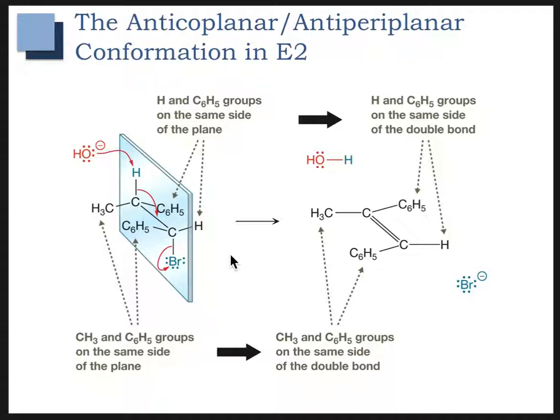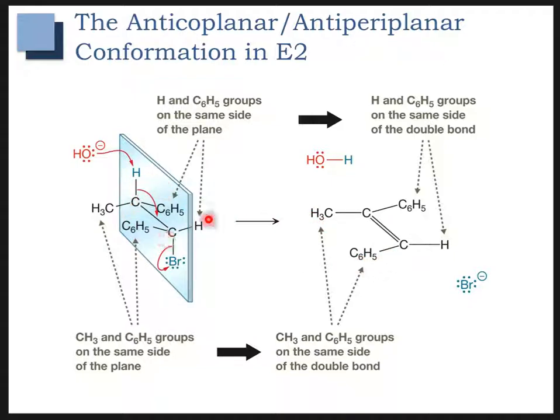Here's another picture so you can see what's happening. Here you can see the base coming in. This is what we call a sawhorse projection, but you could also draw the Newman projection of this if you prefer. Here comes the base, pulling off the hydrogen. The electrons come down, the bromine falls off, and now you can see the double bond is forming between these two carbons. And so that's how we get the benzene ring and the hydrogen on the same side, and the benzene ring and the methyl group on the same side.